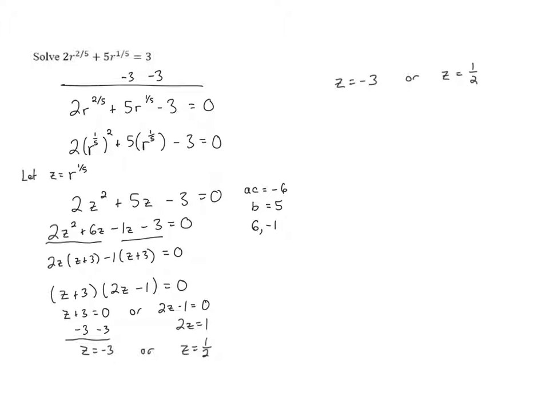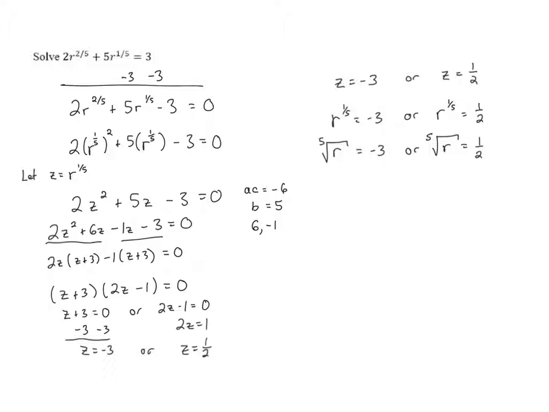Now, our goal wasn't to solve for z. Our goal is to solve for r, the variable in the original equation. So we need to make our substitution again, but the other way. Wherever we see a z, we should replace it with r to the 1/5. So here that becomes r to the 1/5 equals -3, or r to the 1/5 equals 1/2. Raising something to the 1/5 power is the same as taking the 5th root. So this is the 5th root of r equals -3, or the 5th root of r equals 1/2.